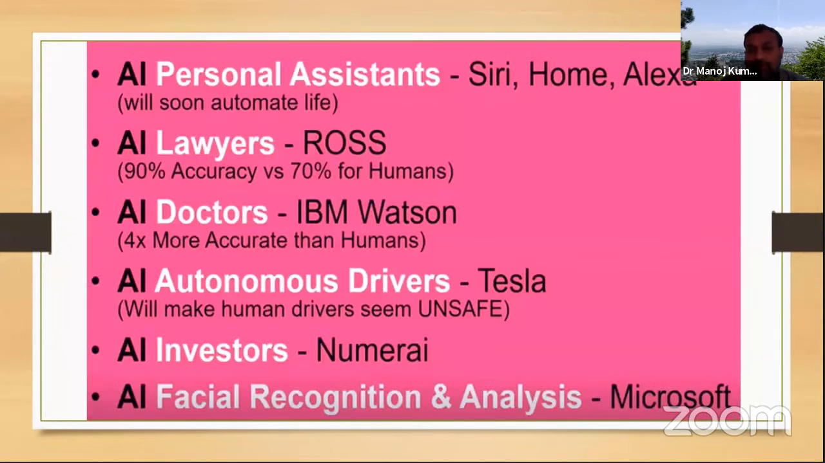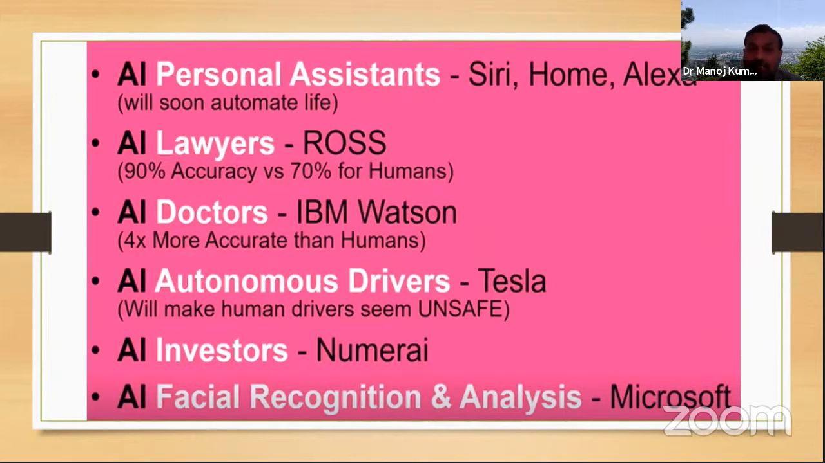Like we have AI personal assistants. So all of us have some kind of assistance in electronic terms. Siri, Home, or Alexa. Hi Alexa, what is the recipe for Manchurian? Or you can ask any silly questions and it will answer you.